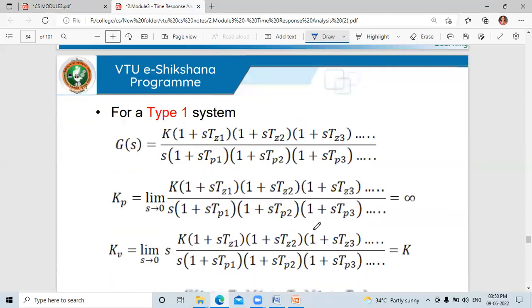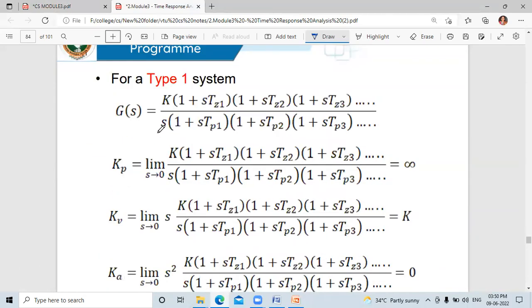Next, for type 1 system, similar. Okay, type 1 system, s is extra here. Okay, Kp equals what? Kp equals limit s tends to 0, g of s into h of s. So, substitute the value of g of s. Okay, so here when you substitute the value 0, you will get infinity.